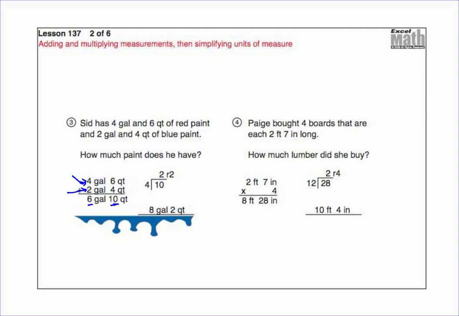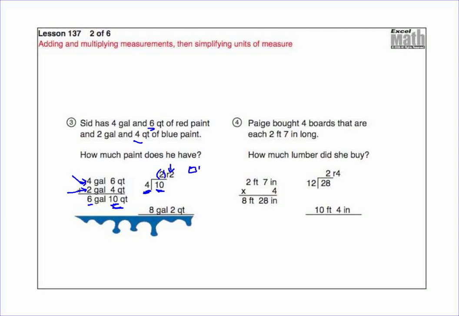Well, 10 quarts is too many. The most that you would want to name, and I don't know why they did it as 6 and 4 here, but if you have 4 quarts, you have 1 gallon. And so what they're doing is they're taking these 10 quarts and converting it into gallons by dividing it by 4. 10 quarts divided by 4 quarts in each gallon gives you 2 gallons and then 2 quarts left over. Picture it like this.